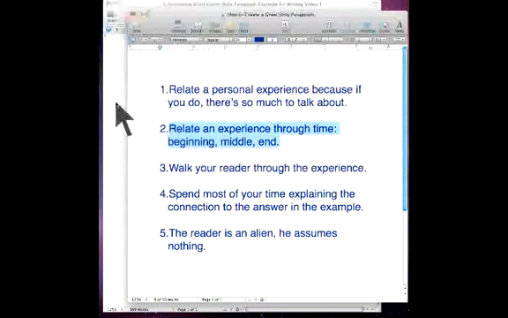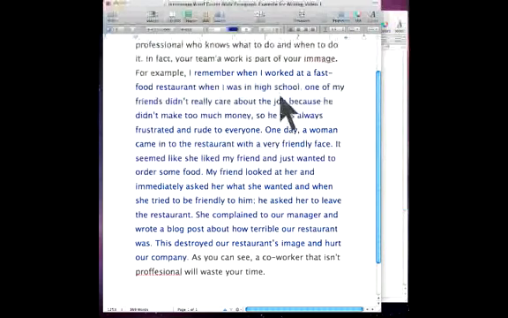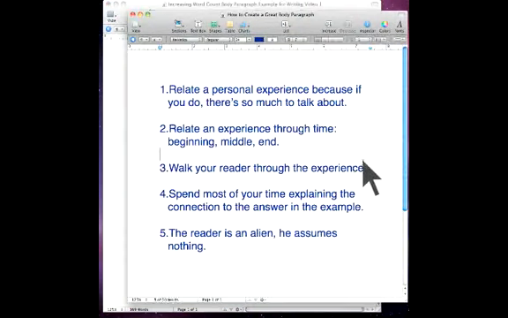Also, notice how I related things through time. First, I described my friend, the background. Then the woman came in. Then she left. Then she complained. And then I summarized how the image was destroyed overall, which was the final event. And I really did walk you through it, right? You understand exactly what took place, don't you?